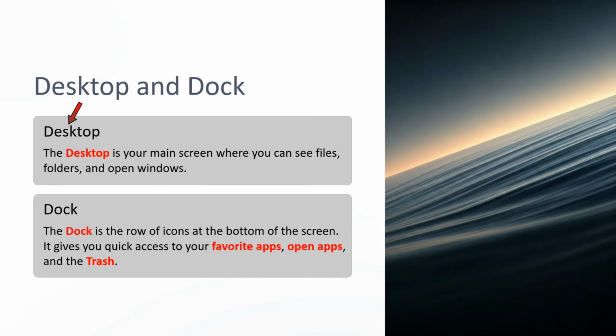What is the desktop? The desktop is the main screen where you can see files, folders, and open windows. What is the dock? The dock is the row of icons that you can see at the bottom of the screen. It gives you quick access to your favorite apps, open apps, and the trash.